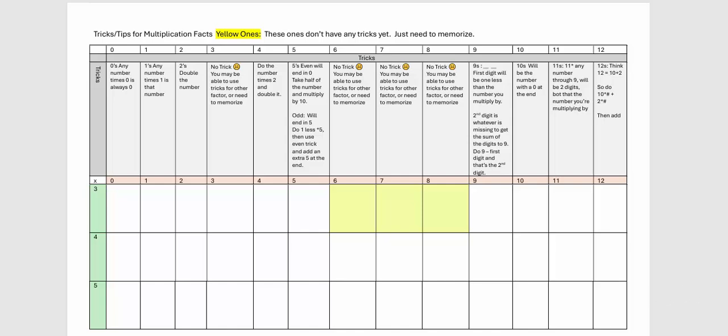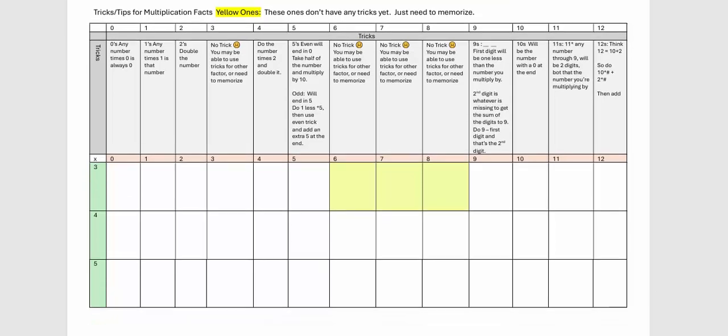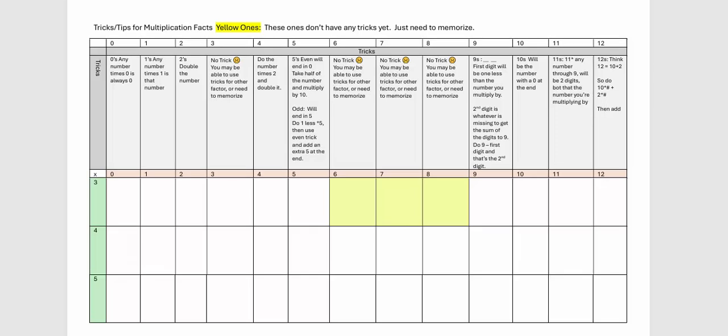All right, so the math facts. We're going to focus on the 3s, the 4s, and the 5s. If you look at this, it says tips and tricks for the multiplication facts, and it says the yellow ones are the ones that don't have any tricks yet, and you just need to memorize those. So we have not learned tricks for 6s, 7s, or 8s yet. Out of all of these multiplication facts here, all of the 3s, all of the 4s, and all of the 5s, we've talked about tricks to work on all of them except for those 3.